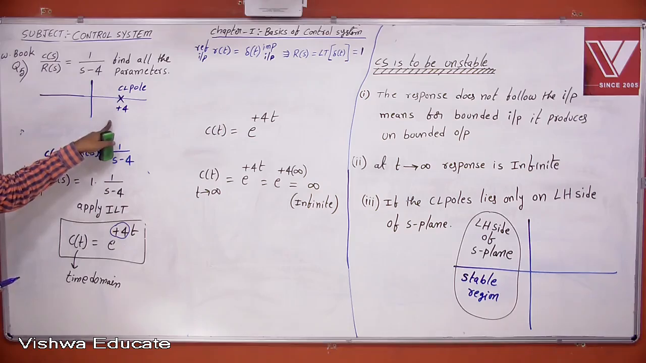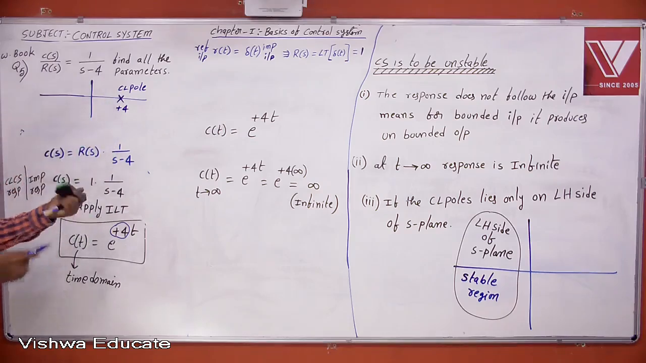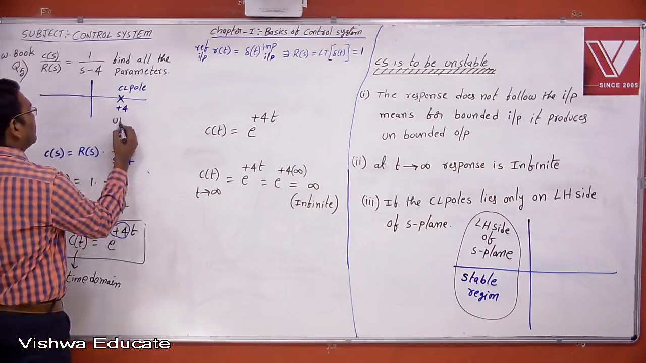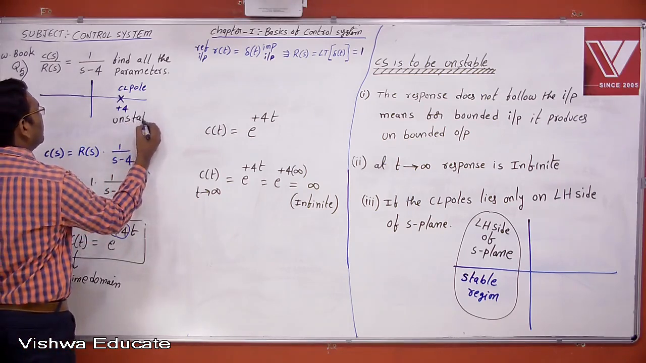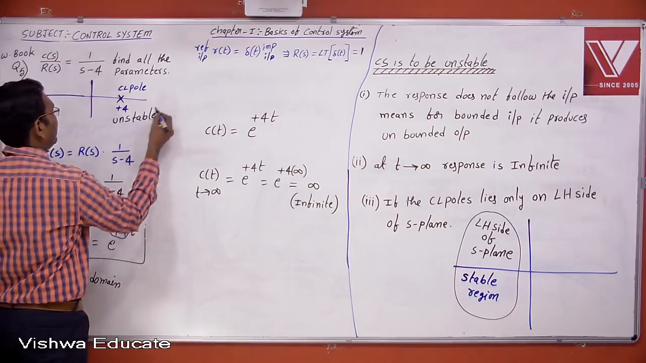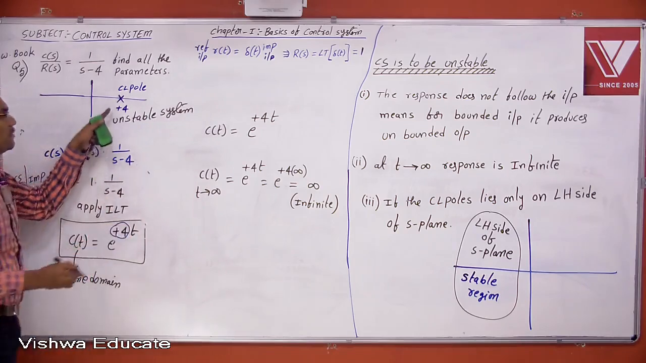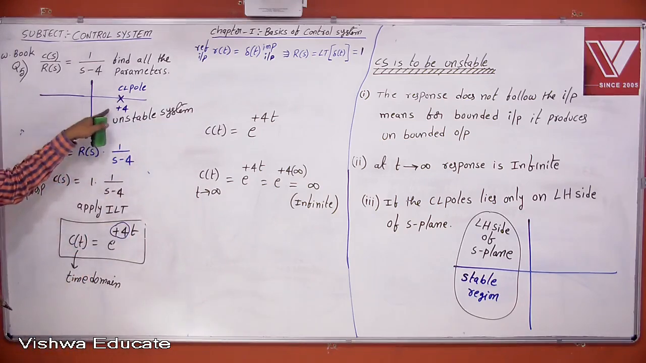In the previous problem, this is an unstable system. Where is the pole location? You just observe. If it is an unstable system, where is the pole? Is the pole on the left hand side or right hand side? The pole is on the right hand side.